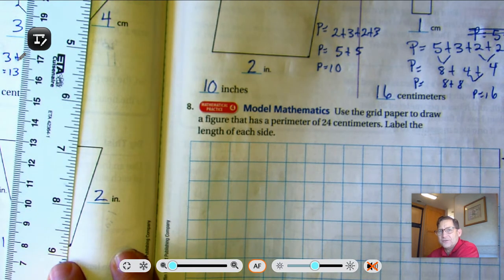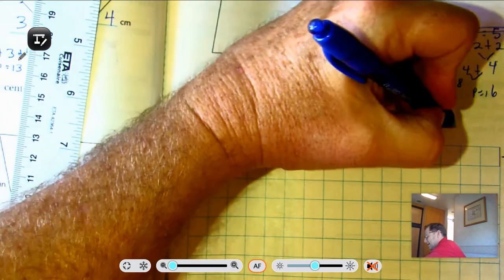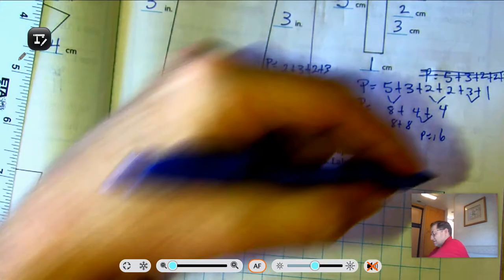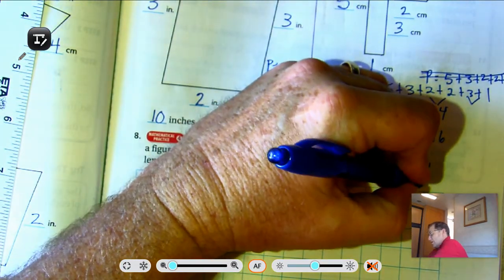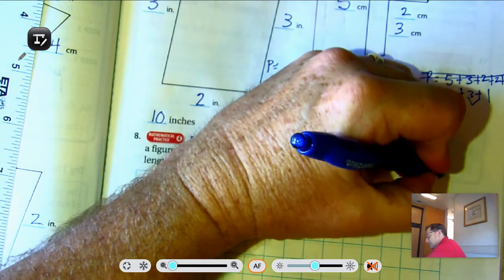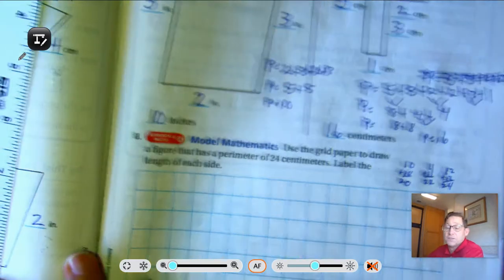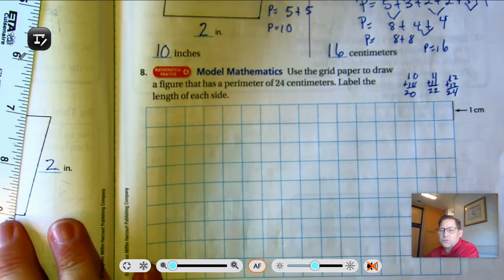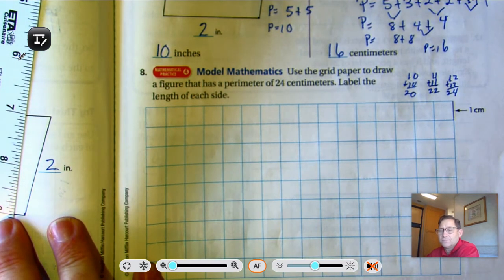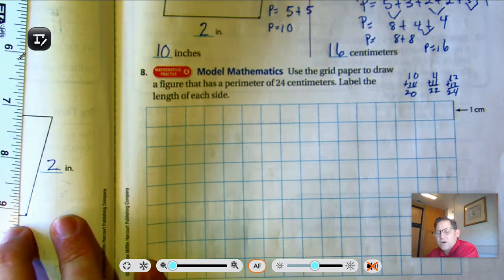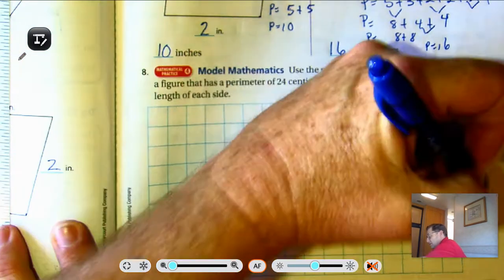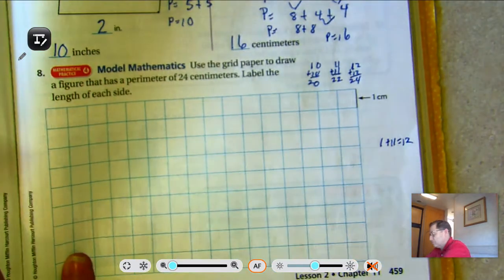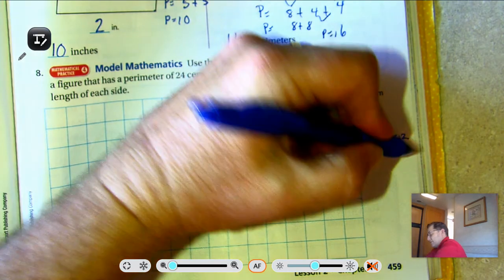What 2 numbers added together give us 24? Well, I know that 10 plus 10 is 20. So 11 plus 11, that's 22. And 12 plus 12. Okay, so 12 plus 12. So if I had a rectangle that had 2 sides that add up to 12, I would have a perimeter of 24. So what are some ways of making 12? Well, we could have 1 plus 11, right? 1 plus 11 is 12. 2 plus 10, that's 12.